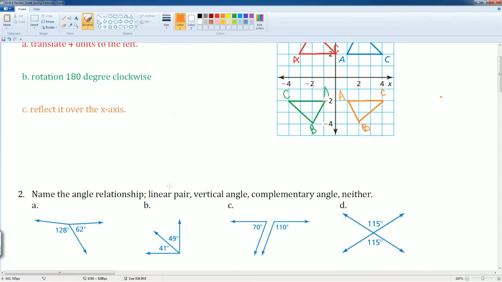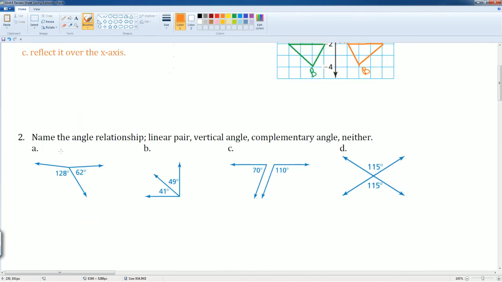Let's look at number 2 here. Number 2 just asks us to name each one of these. Are they linear pair, vertical angles, complementary angles, or neither? So let's take a look at the first one. We saw that these 2 angles together. Okay, let's see if they add up to 180.